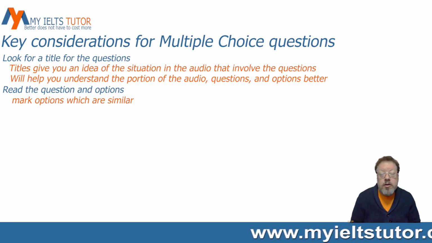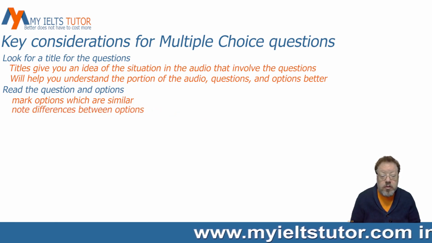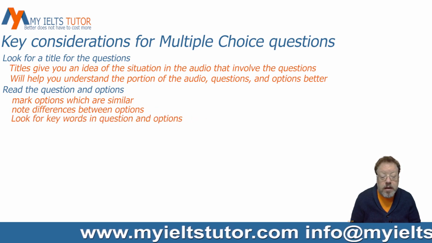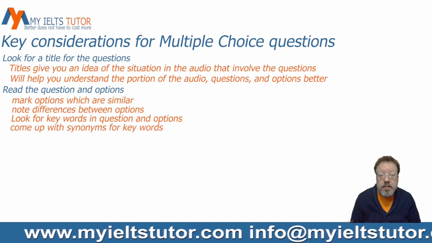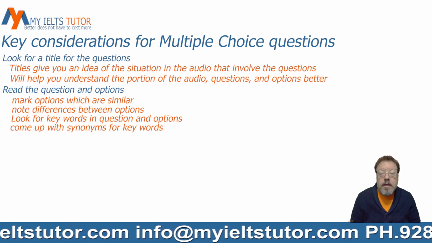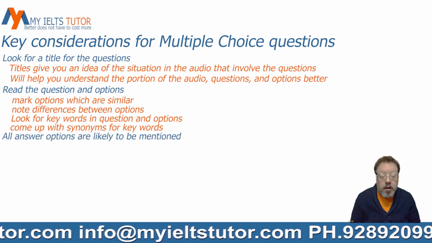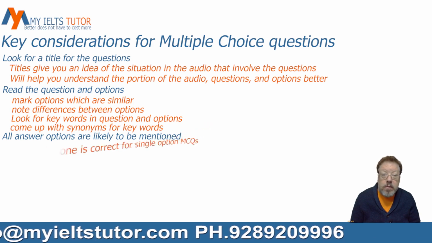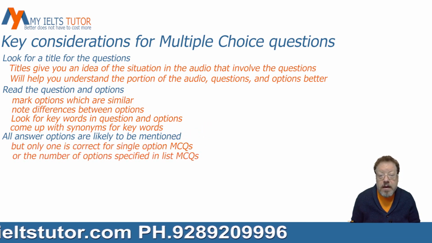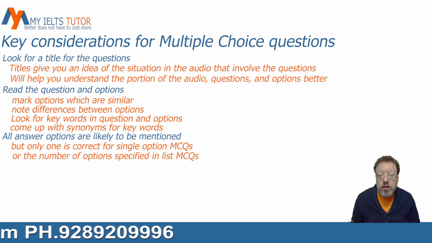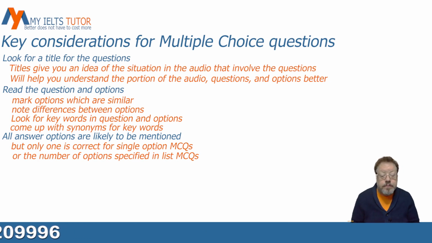Okay, so what you want to do is note the differences between the two. Then look for keywords in the question and options, and come up with synonyms for the keywords, like we did for form completion. Keep in mind that all the options are likely to be mentioned in the audio, but only one is correct, or the specified number of options for list multiple choice questions are correct, and they could be in any order for list. So keep that in mind.